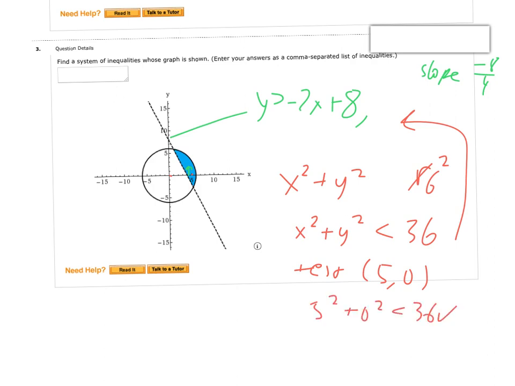That does check out. And just to make sure it also checks out on my green equation, it would be that 0 is greater than negative 2 times 5 plus 8. And so that is 0 is greater than negative 2, which certainly checks out as well.